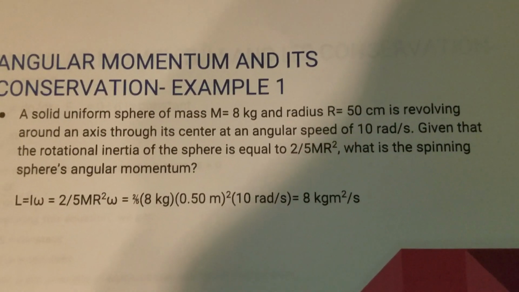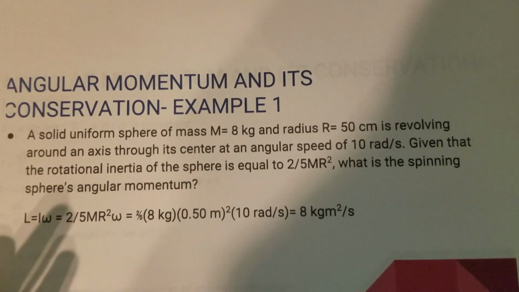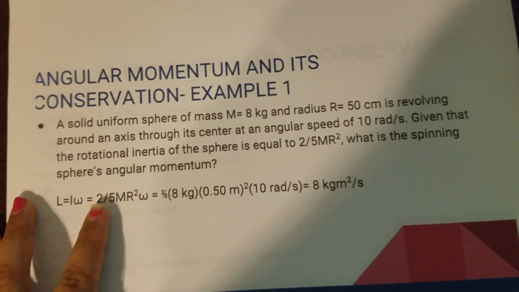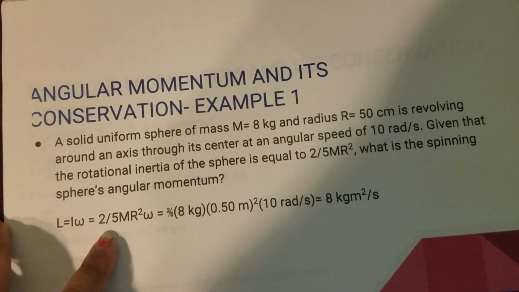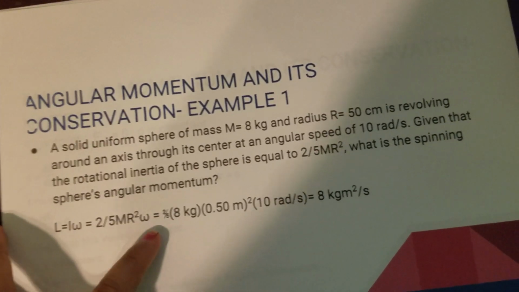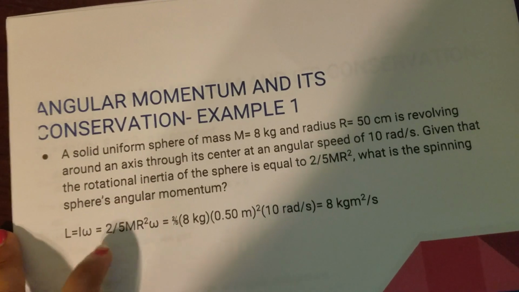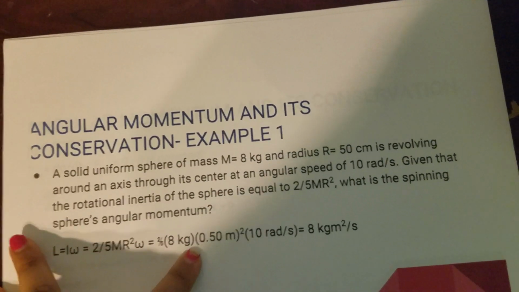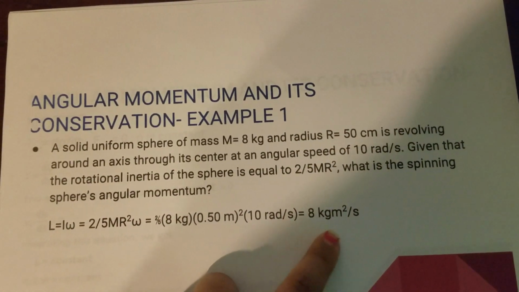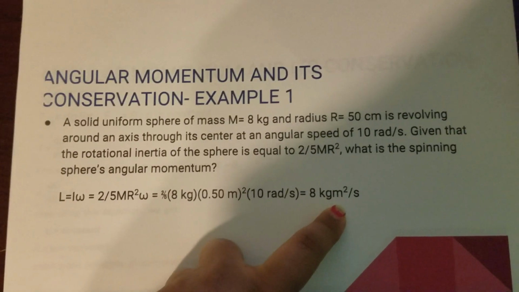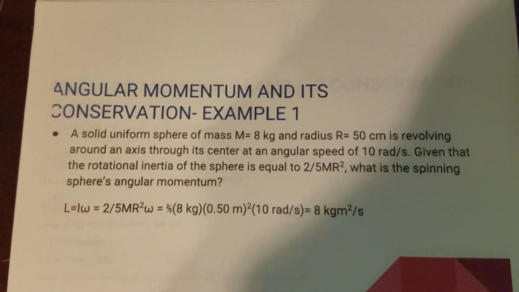It's asking for angular momentum, so you just need to know the equation. Angular momentum is equal to inertia times the angular speed. They give you the formula for inertia, so you plug that in times omega, and you know your mass, you know your radius, and you know the angular speed, so you just plug in the numerical values, and then you get 8. And these are the units for angular momentum, so you should memorize that too.